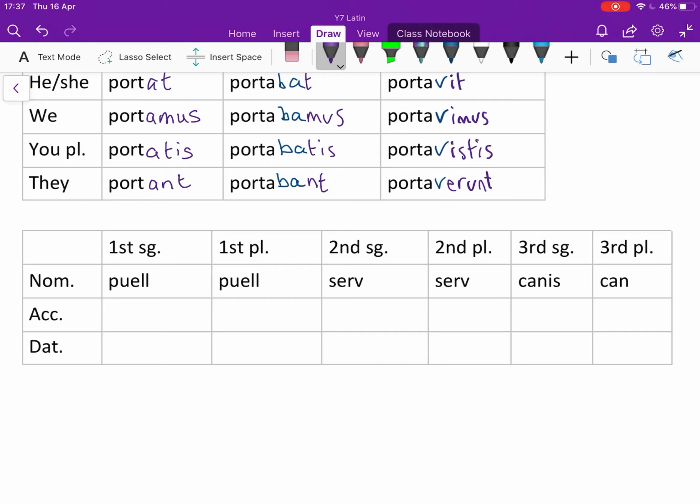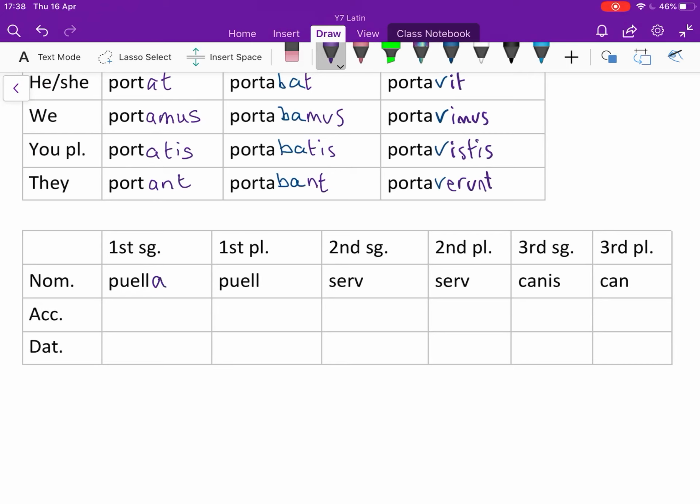Now, remember we've got 3 different groups or declensions of noun that we've met so far in Latin. We've got the first declension, nouns like puella, girl. We've got the second declension, nouns like servus, slave. And then we've got the third declension, which are basically all of the other ones. So, what are the endings?